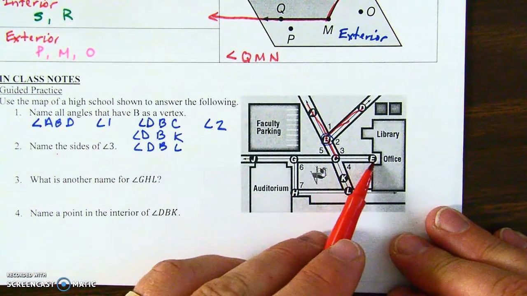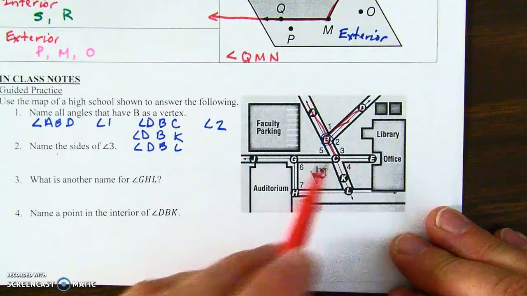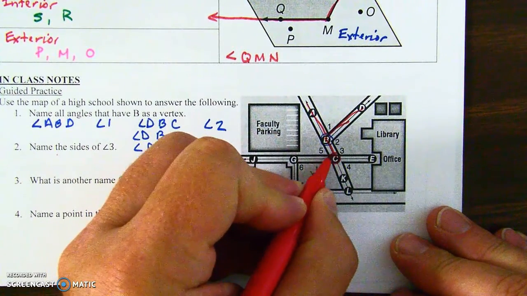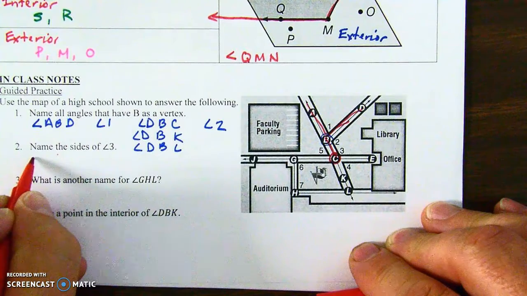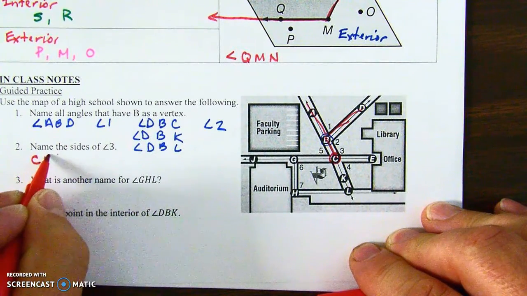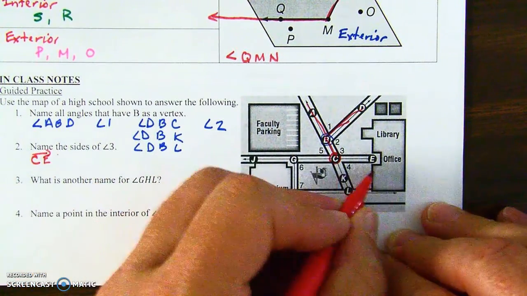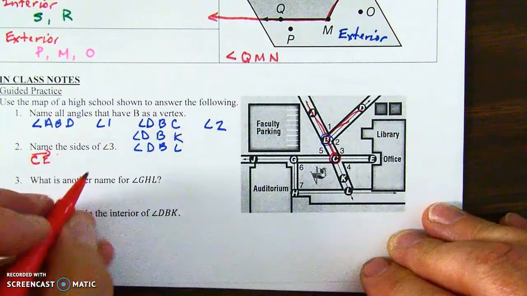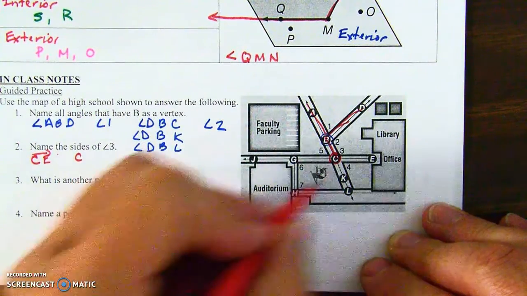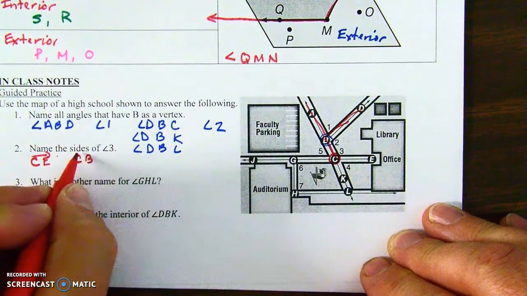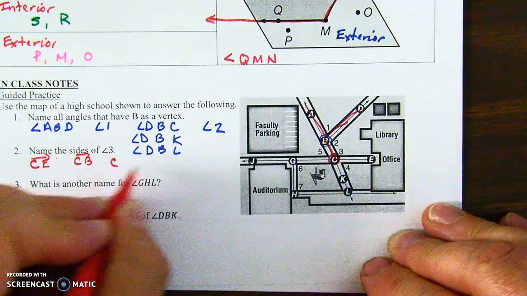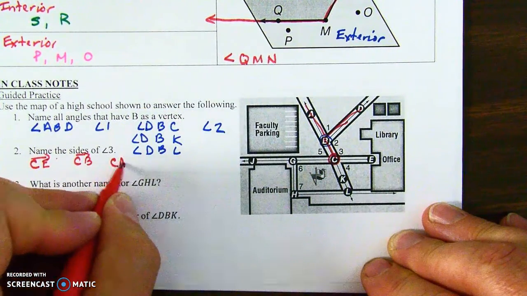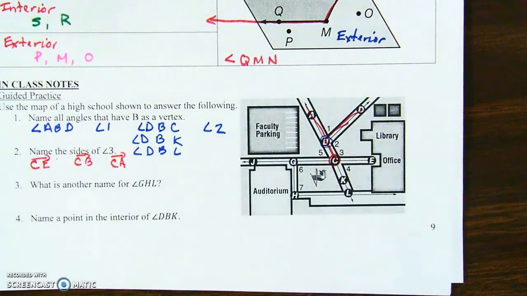Now name the sides of angle 3. So here's angle 3, so we only need 2 sides. Again, we have our vertex of angle 3, which is going to be C. So we want ray CE, which goes this direction. And then we can go, again, vertex C to B. Or we could go C all the way up to A for that one, and we'd label it that way.